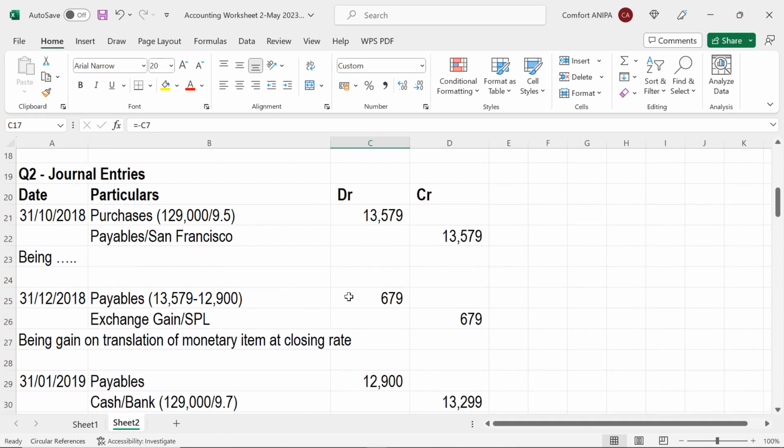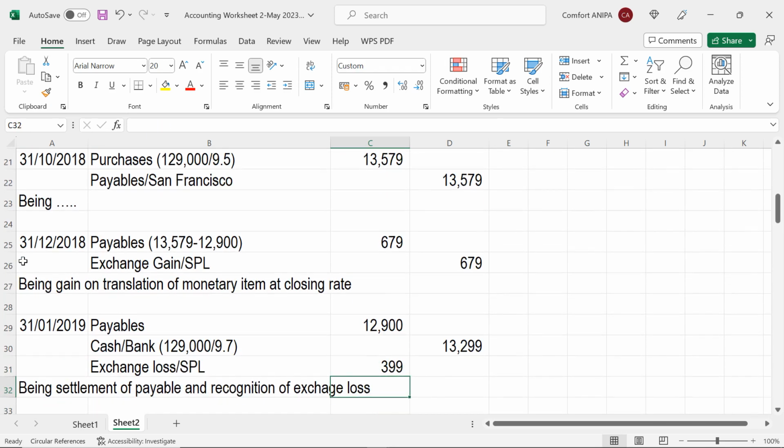Then the second one, and so at the beginning and its inception, we debit purchases and we credit payable, the supplier, with the amount. Always remember your narration. Then 31st December 2018, which is the year end, because we have not paid, we have to translate. And therefore, from the translation, we get 12,900. That 12,900 compared to the 13,000 we brought to the books will give us a difference of 679. And that is a gain because our liability of 13,579 has decreased to 12,900. So we are making a gain. That gain will be credited to profit or loss and debited to payable. So we'll reduce the payable figure from 13,579 to 12,900.